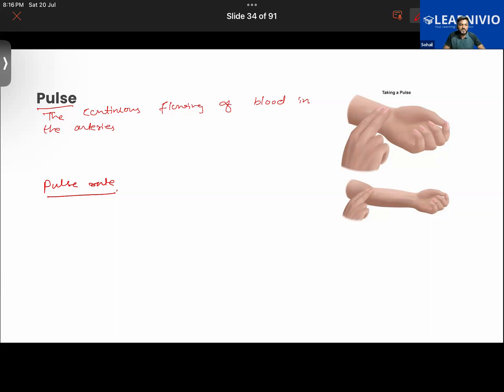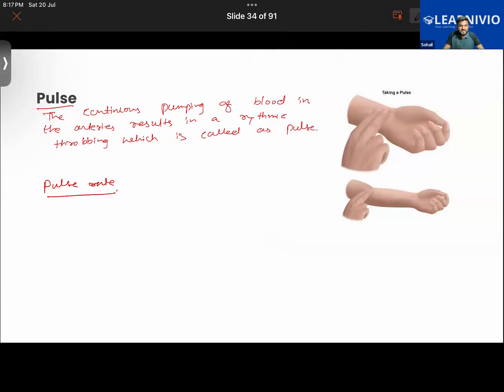So due to the continuous flowing of blood, or more specifically, it would be better to say pumping of blood, the continuous pumping of blood in the arteries results in a rhythmic throbbing. Sir, I wrote flowing. Okay, no worries. If you have written flowing, that is also okay. So the artery results in a rhythmic throbbing, which is called pulse.